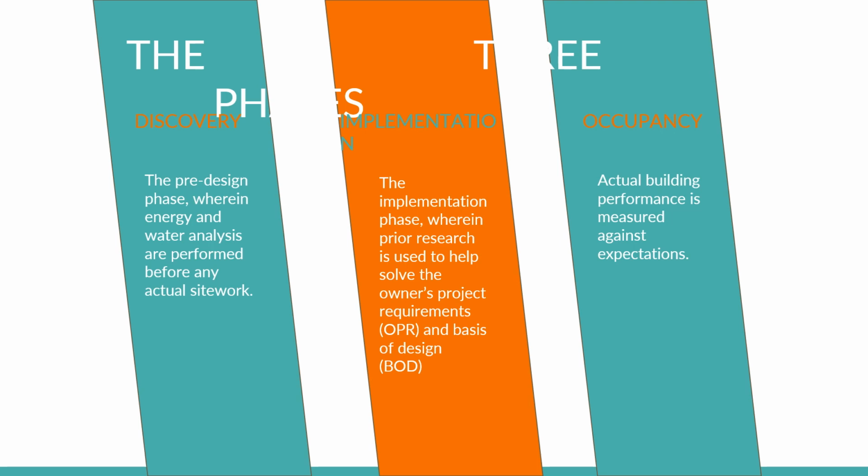But we first off have discovery, which is the pre-design phase, wherein we're performing an analysis of the energy and water usage before any actual site work, seeing what's going to be viable. Then we have the implementation phase, wherein prior research is used to help solve the owner's project requirements and the basis of design. Essentially, we're then coming up with solutions based off of the problems and observations that we got from the discovery phase. And then last but not least, we're looking at occupancy, where the actual building performance is measured against expectations. This is after our solutions are implemented. It's basically the review phase and where we see where we went right and where we went wrong.